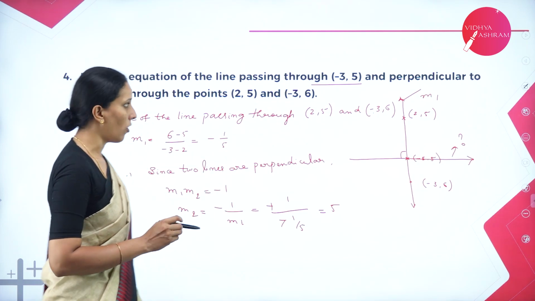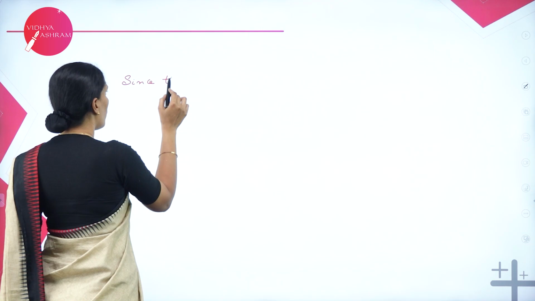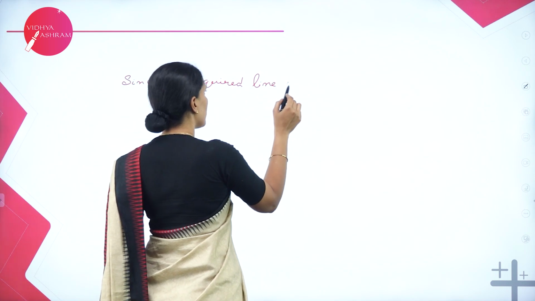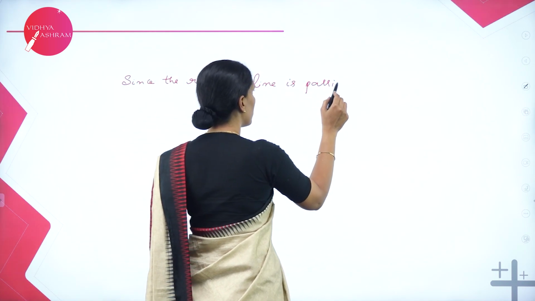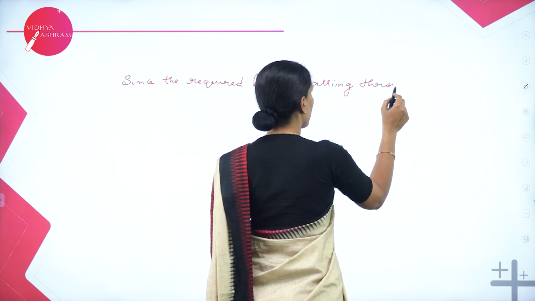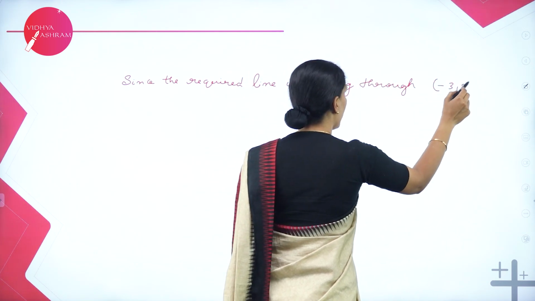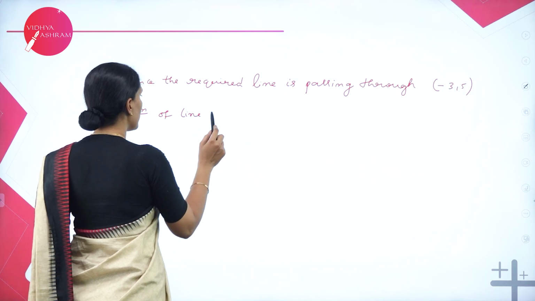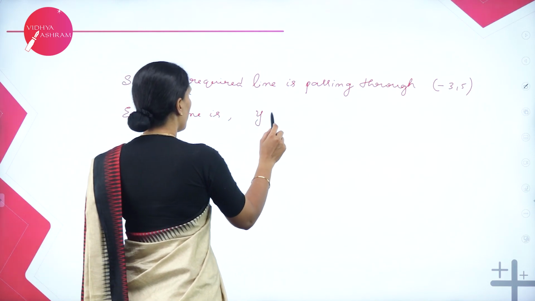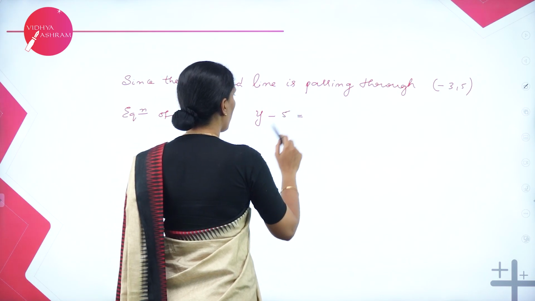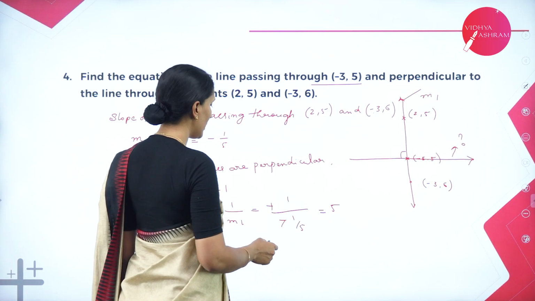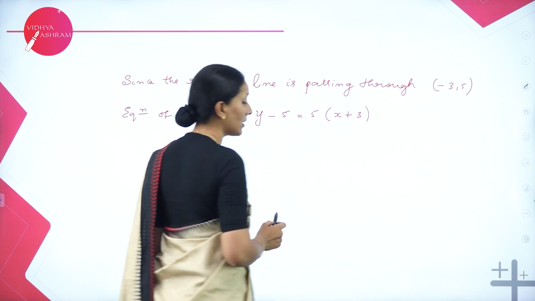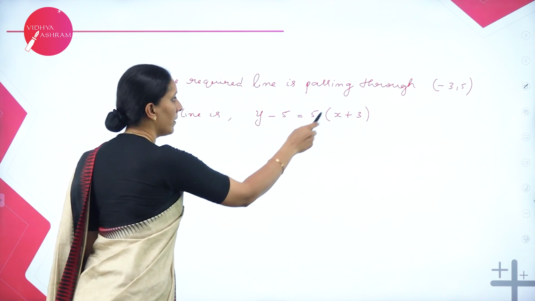So using point slope form, since the required line is passing through minus 3, 5, the equation of the line is y minus 5 is equal to m into x minus x1. That is, m is 5 here, 5 into x minus minus 3, which becomes plus 3. That is using point slope form. So we have a slope and we have a point.